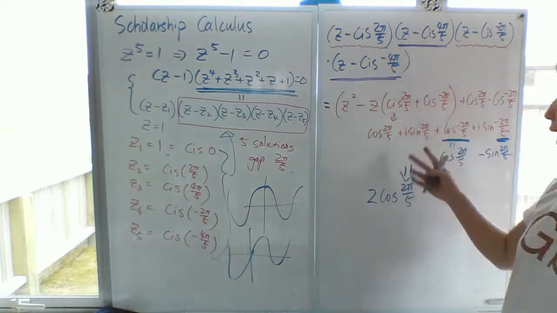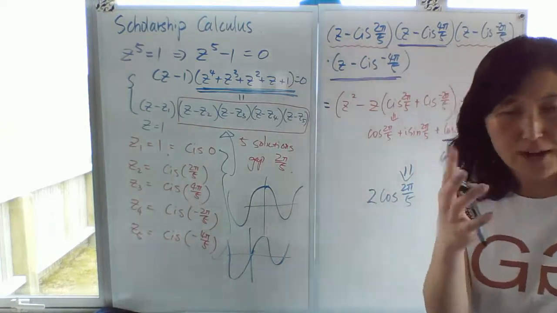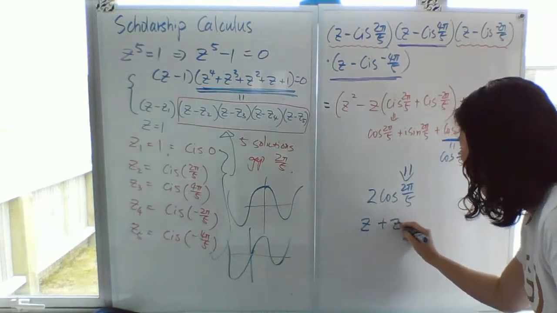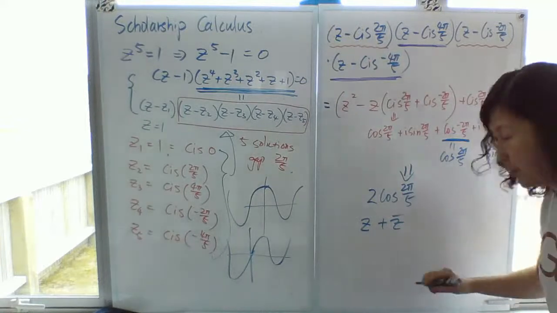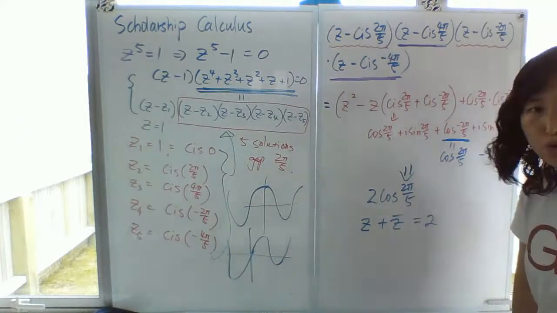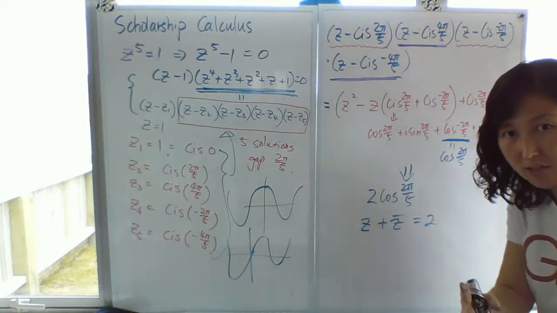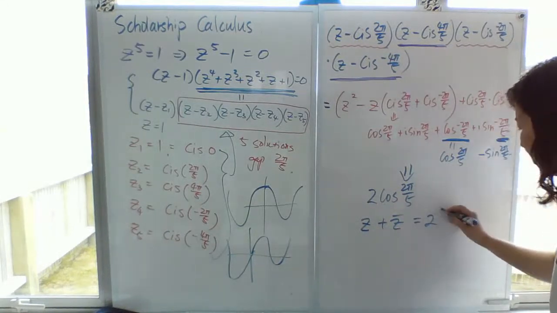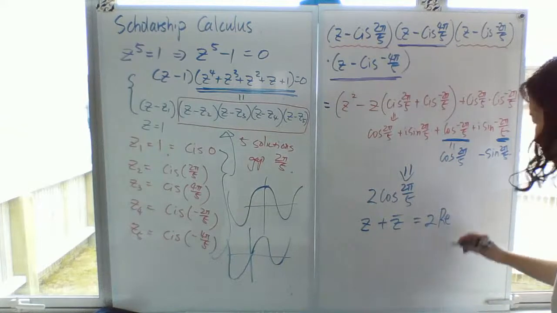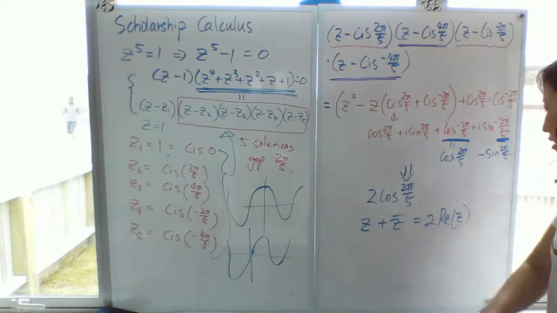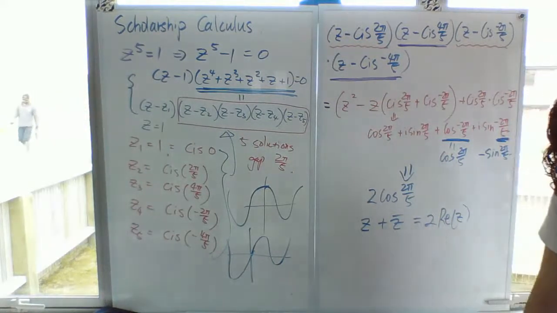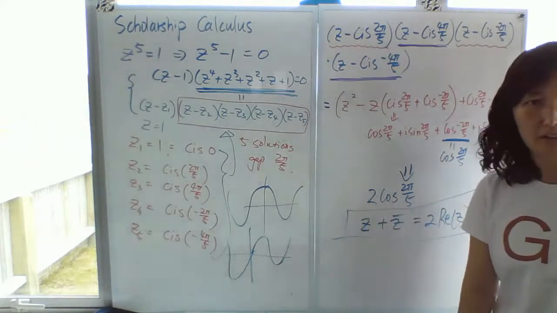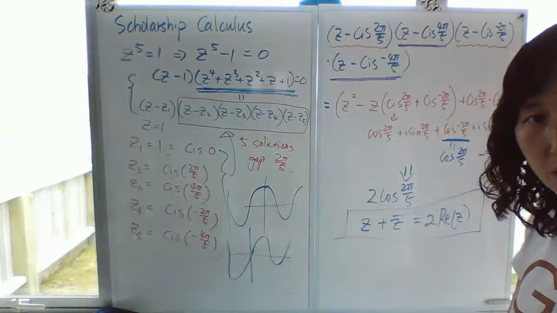So when you add the conjugate pairs, if you have z plus z bar, that is the same as 2 times the real part of the complex number. I hope you can remember this, because it will save a lot of time when you're doing the scholarship questions.